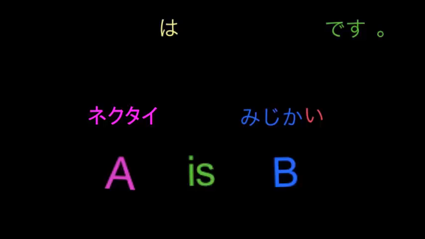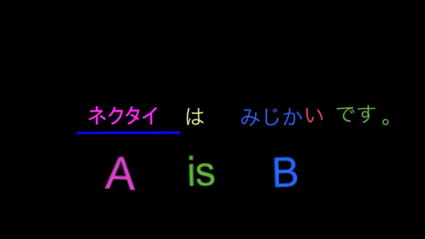Now, A is B sentences, when they become Japanese, the is position is filled by the topic particle wa, and the word which actually means is, and that's desu, comes down here at the end of your sentence. So A is B, in this case necktie is short, becomes in Japanese necktie wa mijikai desu. The necktie or the tie is short.